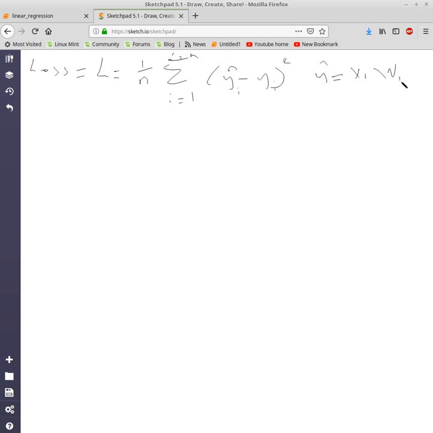So dl/dw is what we're trying to calculate, the derivative of the loss with respect to the weight. That's what we want to know. This is the parameter that we want to update. So this is equal to 2/n, sigma i equals 1 to i equals n, (y hat minus y) times x_i.